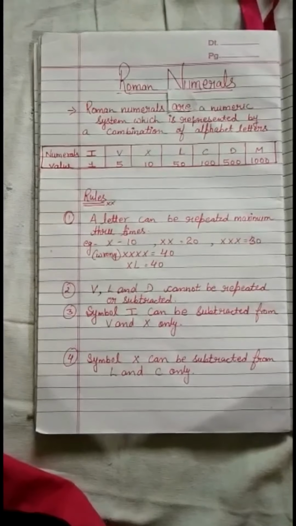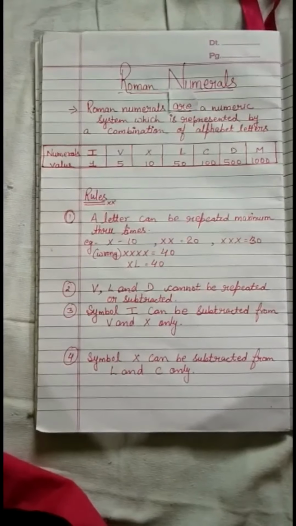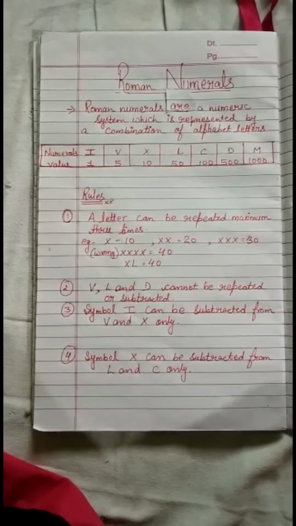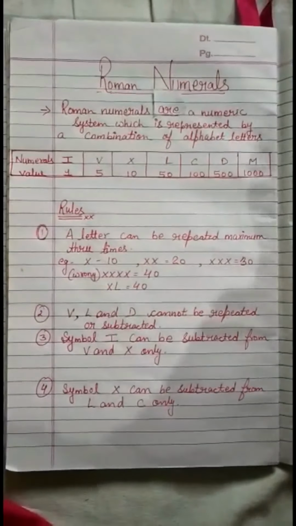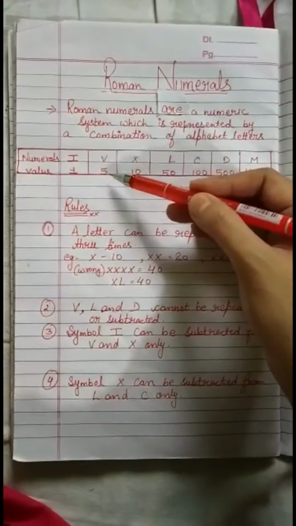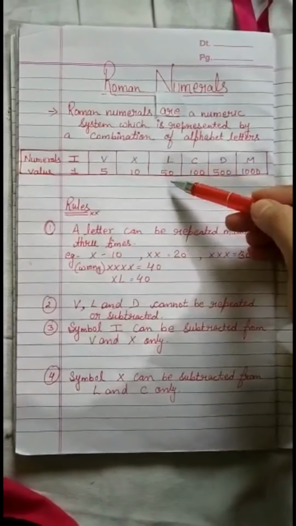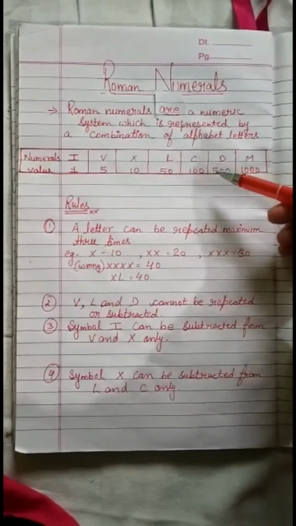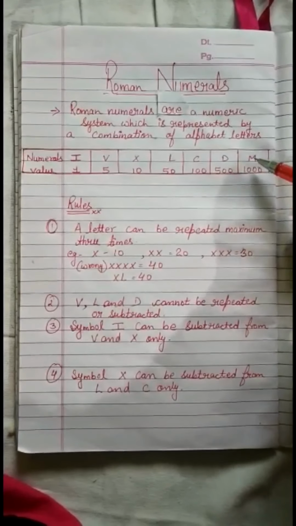So, Roman numerals are a numeric system represented by a combination of alphabet letters, and it uses only 7 letters of the English alphabet. Let's see what they are. 1 is represented by I, 5 is represented by V, 10 is represented by X, 50 is represented by L, 100 is represented by C, 500 is represented by D, and 1000 is represented by M.